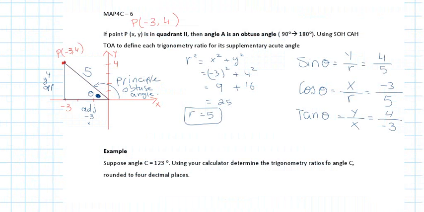You're just going to scratch the negative, and that will be your acute angle, your supplementary acute angle, 53, without the negative. But you still have to find your principal obtuse angle: 180 minus 53.